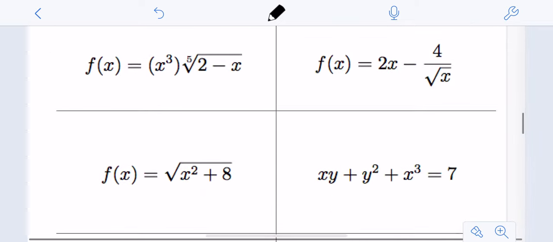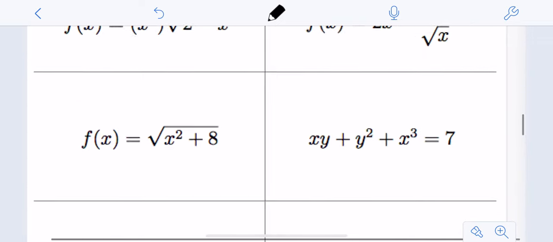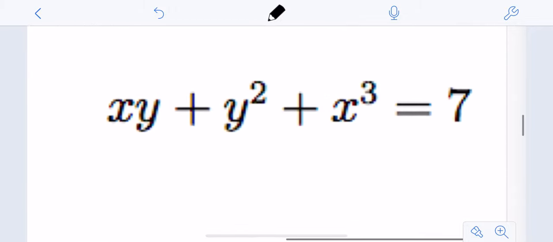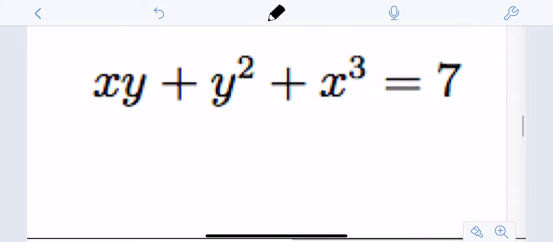So let's do one more. Let's do an implicit. And then if you guys have other questions, send them to me. So this first one, I've got xy plus y squared plus x cubed equals 7. I can't get y alone there, so I'm going to have to use implicit differentiation. That means whenever I have a y and I take the derivative of it, I'm going to put a dy dx after. So this is going to be a product.